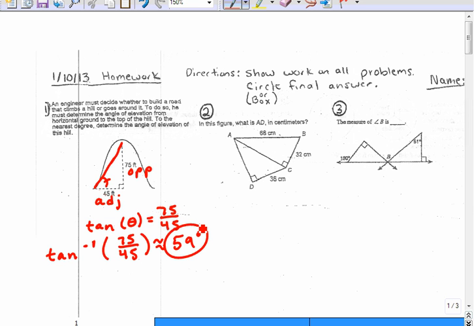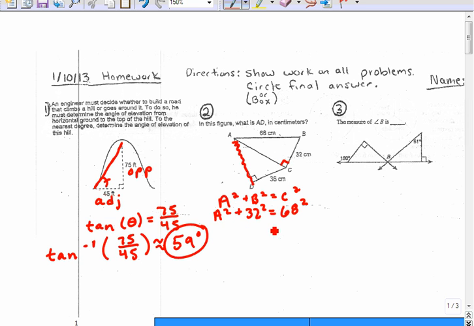Okay, in the figure, what is AD in centimeters? So we want to find AD. We know that we have a right triangle here. With a right triangle, we have two sides, so we can use the Pythagorean theorem: a squared plus b squared equals c squared. The hypotenuse in this case is 68 centimeters. One of the legs is 32 centimeters. We need to find the other leg.